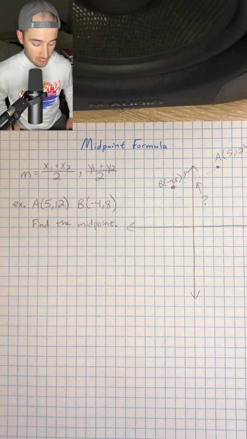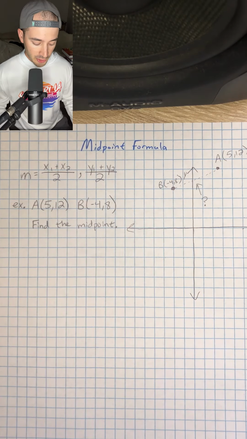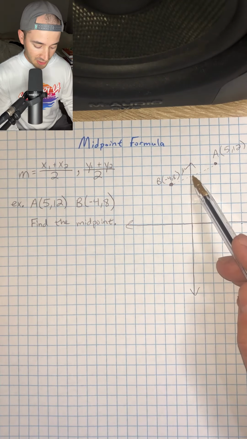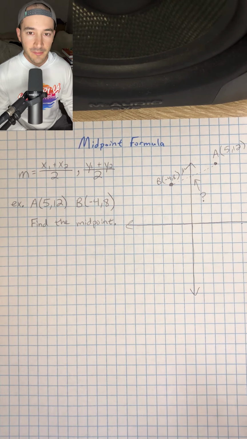So there will be times on a graph where you don't really need to use the formula. You could just count. But with a lot of situations like this, you can't really count halfway in between because you're going to end up with a decimal. And so we need a way to be exact.